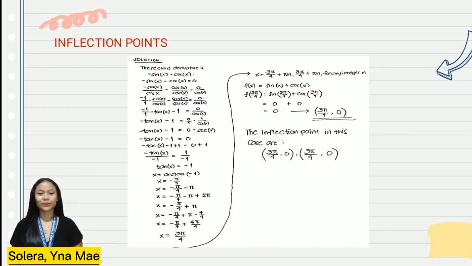In finding the inflection points, this is the same as the way of finding the critical points as I explained earlier. But here, the given is the second derivative, which we set equal to 0 and then solve. The inflection points in this case are 3 pi over 4, 0 and 3 pi over 4, 0.